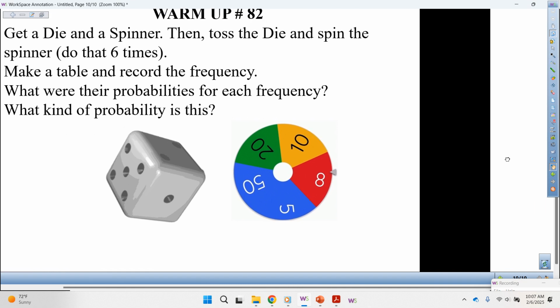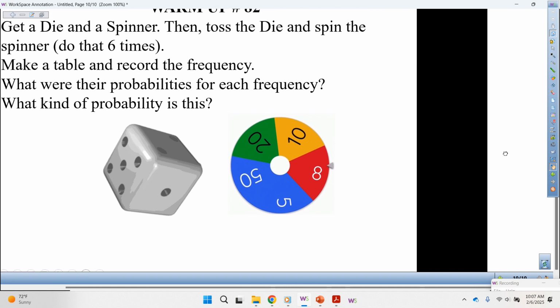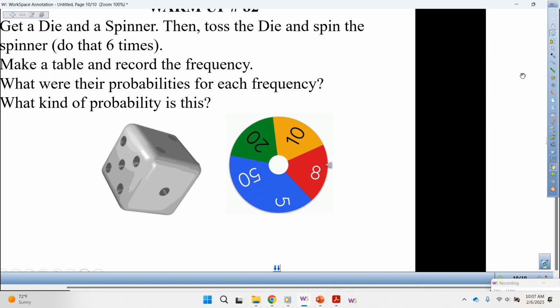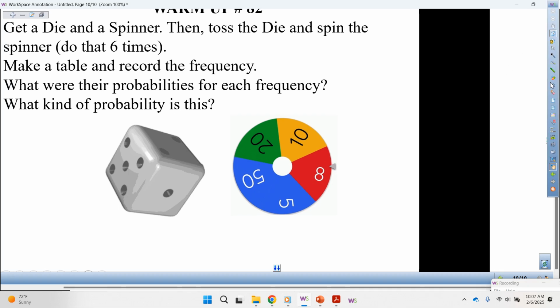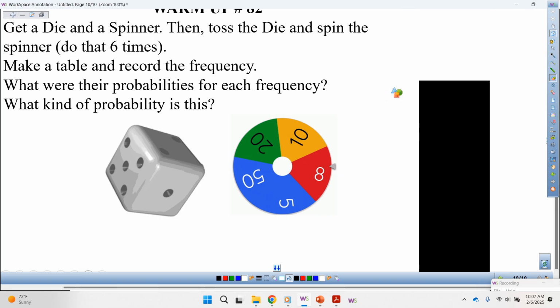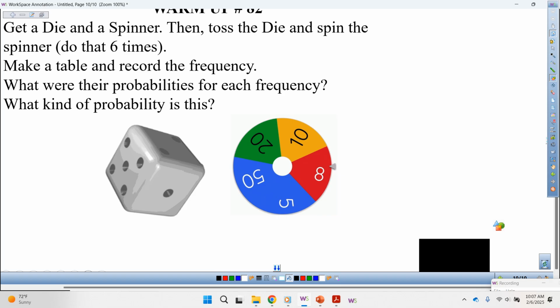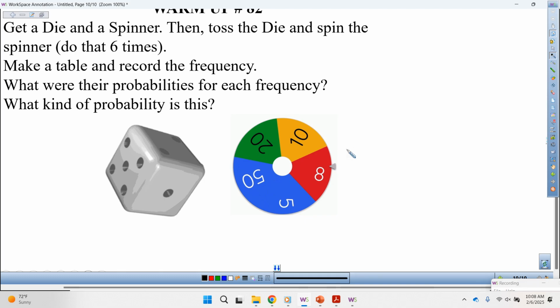All right, so it says, warm-up 82, get a die and a spinner, then toss the die and spin the spinner. Do that 6 times. Make a table to record your frequency, and then find the probabilities of all your frequencies. And then from there, what kind of probability is there? All right, so let's see. Start us off.